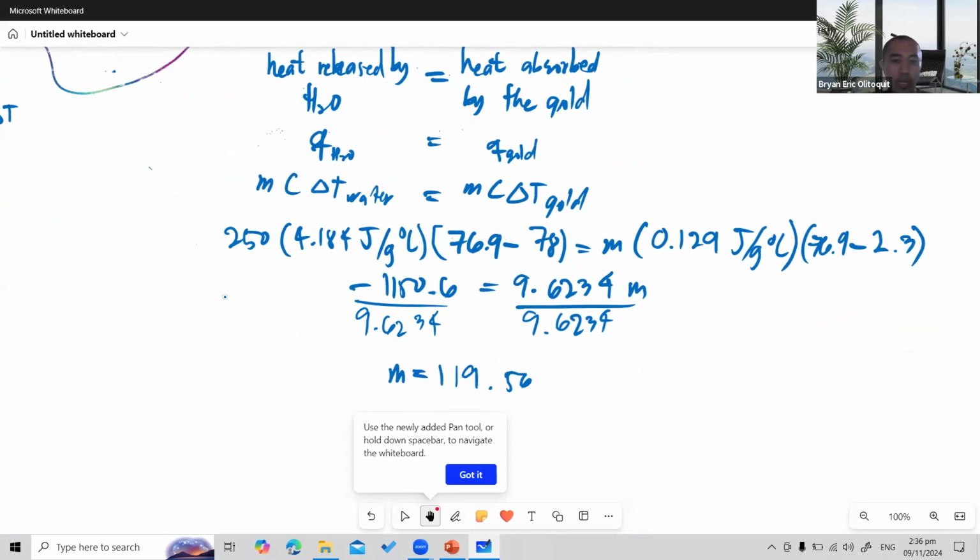$119.56. So take note na yung heat release is negative. Negative yung value natin dito. So lagay natin ang negative dito para at least pagdating dito, maging positive na siya. Kasi mag-minus tayo dito ay negative yung tawag dito. Kumbaga palabas yung heat, kumbaga minus ito. So para at least maging positive pa rin yung mass kasi wala namang negative na mass.